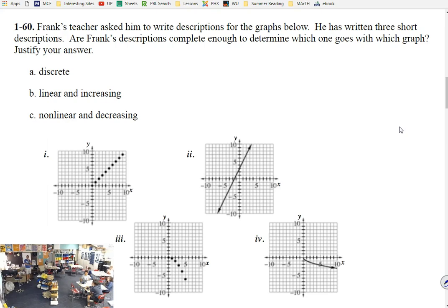What about B? Yes, B works here because there's only one linear increasing graph. Although one graph is increasing linearly, it's not continuous, so you can't really call that linear since it's discrete. What about nonlinear decreasing? No. Why? Because 3 and 4 are both decreasing and nonlinear.